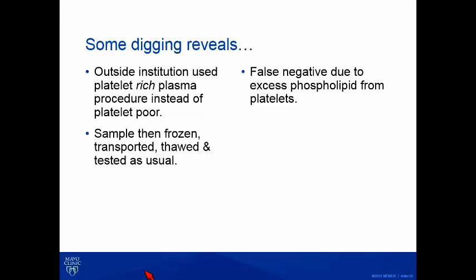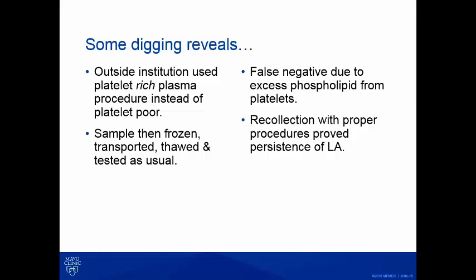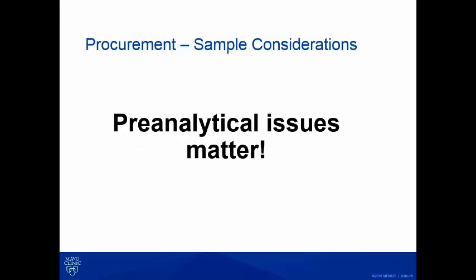So what happens when you freeze a bunch of platelets in plasma? You get a nice healthy dose of phospholipid, you overwhelm and quench your lupus anticoagulant, and basically you do an auto platelet neutralization procedure. And so recollection with proper procedures, in this case, would prove the persistence of the lupus anticoagulant. Bottom line, pre-analytical issues, your specimen, your patient, they matter. Don't ignore them.